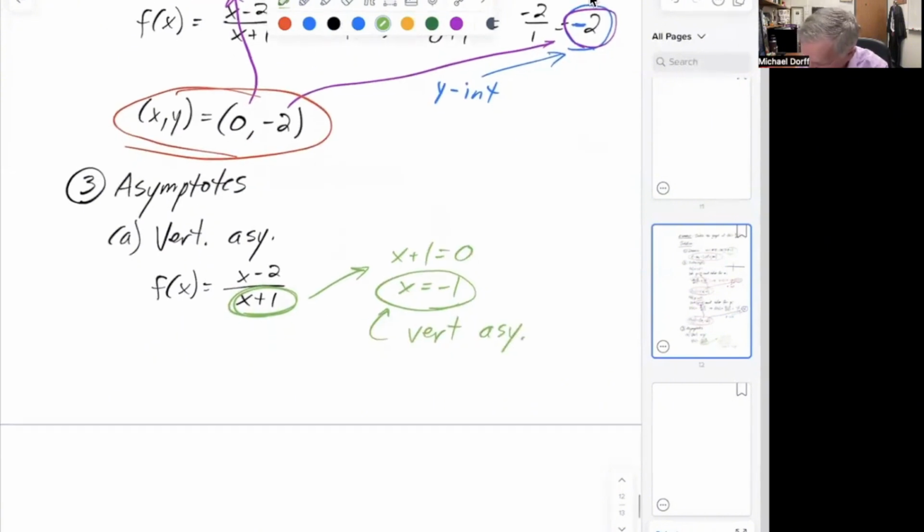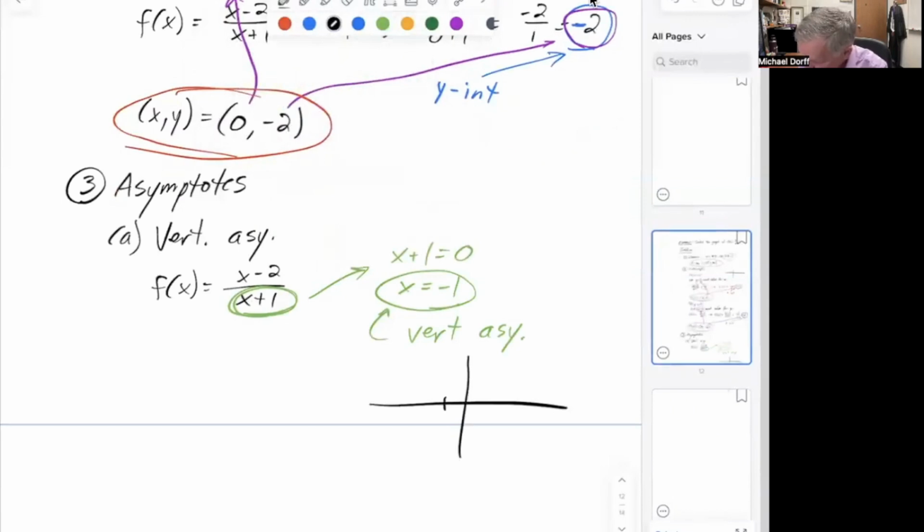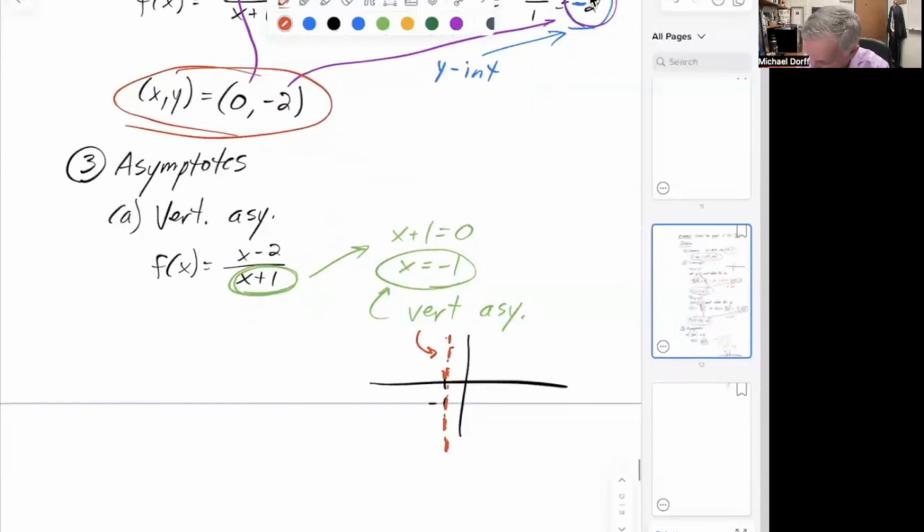And if I were to draw a graph of my function, remember what that means is that at the point negative 1, I'm going to have a set of dotted lines here that the graph doesn't cross. That's a vertical asymptote. I'll try to draw those. I think you can see that there. Where do I have a horizontal asymptote?